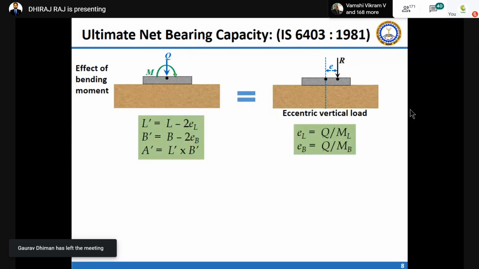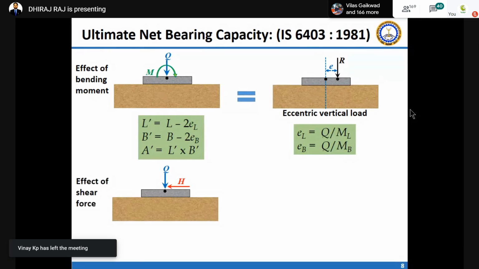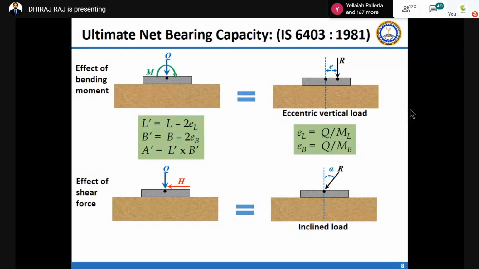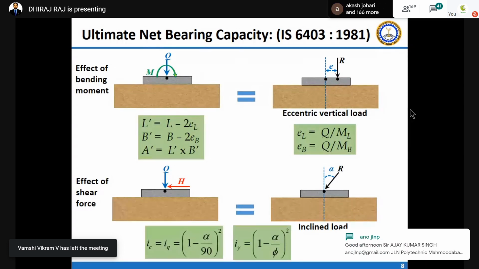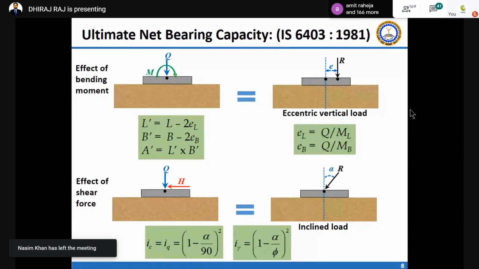What we are doing is that the length or the width of the foundation is converted to effective length and effective width of the foundation, and from there the bearing capacity equations are used directly. If the foundation is subjected to vertical load and shear force, then this vertical load and shear force is replaced by a normalized force R with the inclination from the vertical. And this inclination is given by the inclination factors, IC, I gamma and IQ.